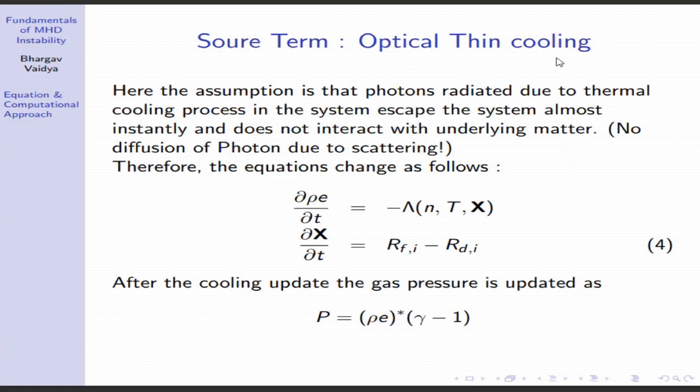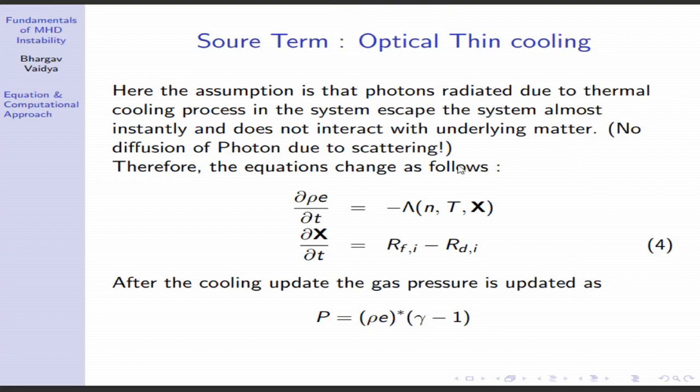Now let me take another 10-15 minutes to explain how cooling is a source term. This is a term in which energy is not conserved. This is a pure loss term. It's a characteristic of a loss term. So if I have, let's say, some shock happening and it heats the system, the idea is that I'm assuming whatever heat is there is lost. Essentially, you have photons produced over there, and these photons escape the system without interacting with the matter.